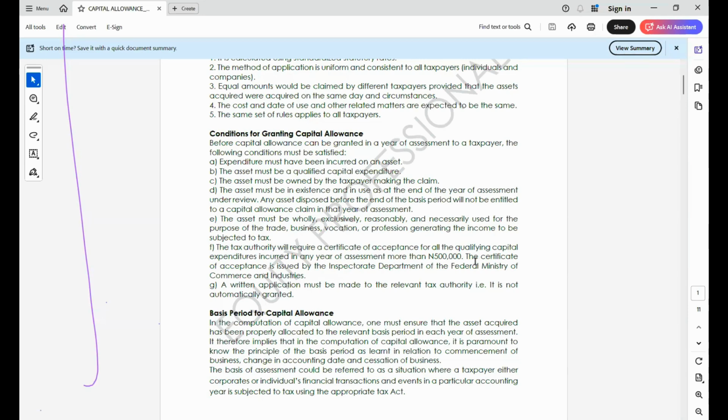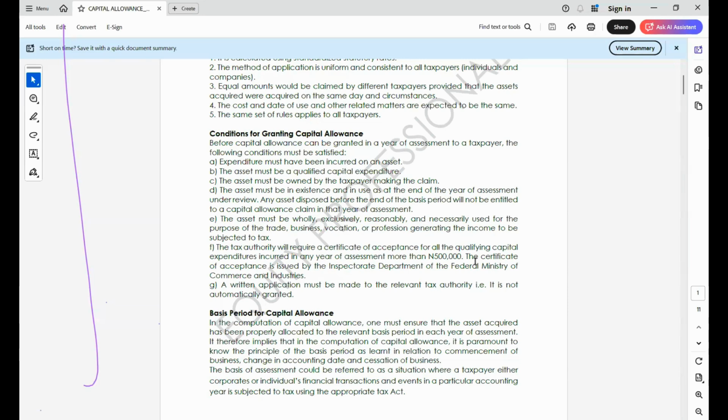So that is what we call certificate of acceptance, which is issued by the Federal Ministry of Commerce, Trade and Industry through the Inspectorate Department. This certificate is to show that truly this taxpayer has this particular qualifying capital expenditure in his premises.